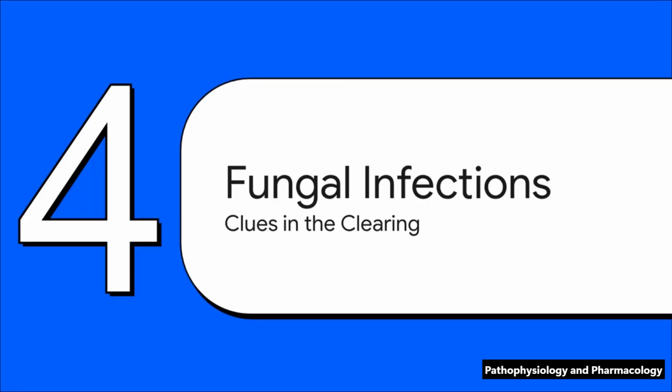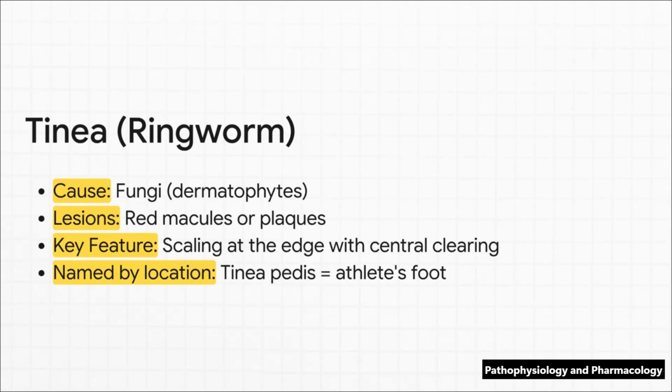Last but not least, let's take a look at fungal infections. With these, the clue is often in the shape of the rash itself, especially what the borders and the center of the lesion look like. Tinea, which most people know as ringworm, is a perfect example. And spoiler alert, it is not a worm. It's a fungus. The classic look is a red, scaly patch that grows outward, leaving a clearer area in the middle. It literally looks like a ring, and we just name it based on where it is. So tinea pedis is athlete's foot.